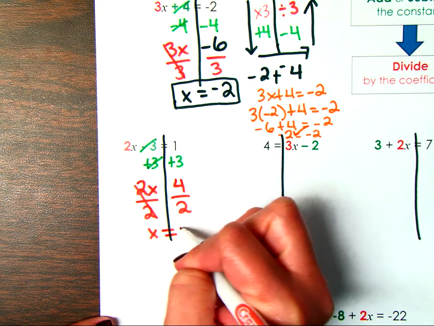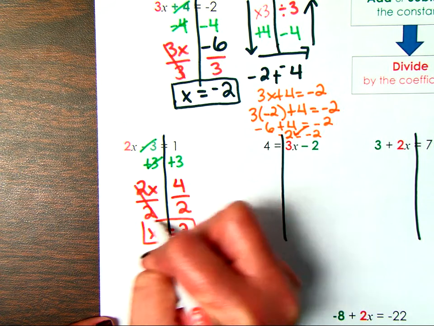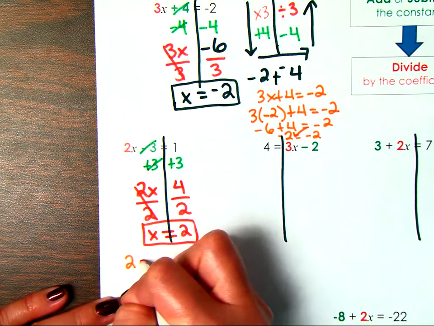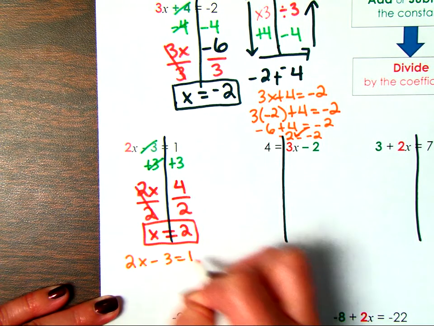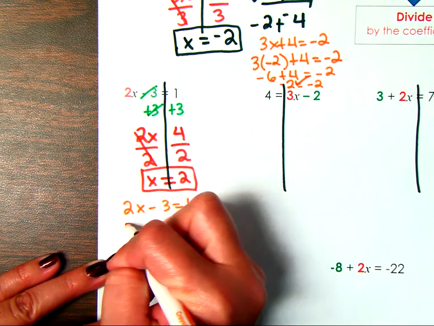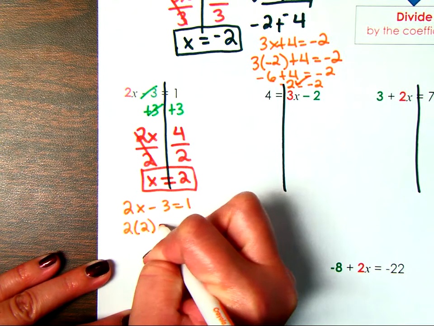4 divided by 2 is 2. Again, we can check that with the math as well. So 2x minus 3 equals 1. We're checking to see if our answer is correct. So we're going to take the 2 and plug it in where we see x.